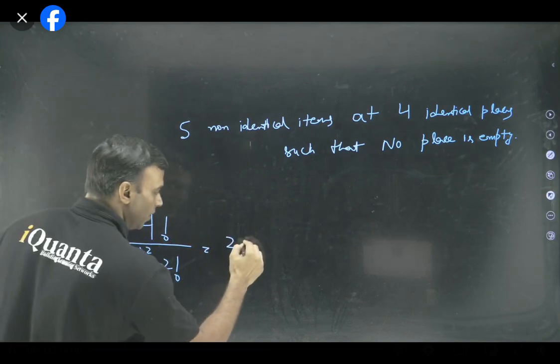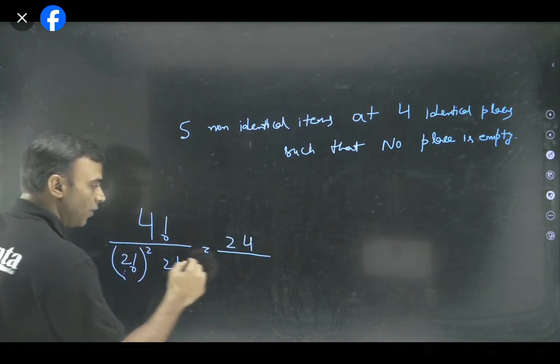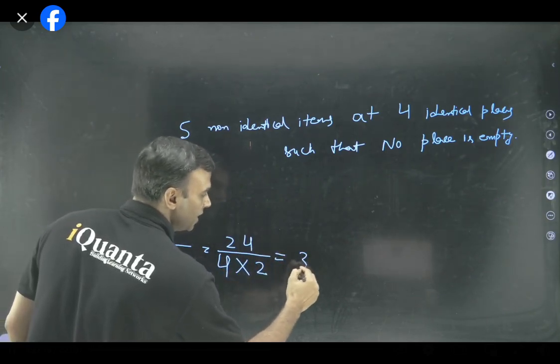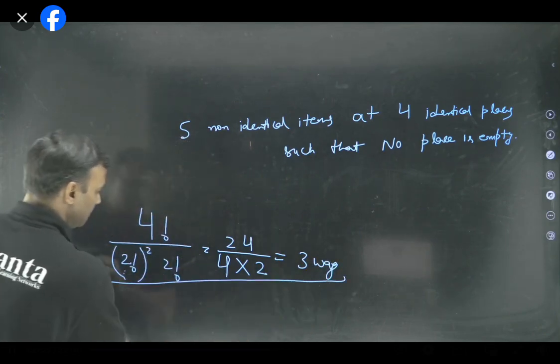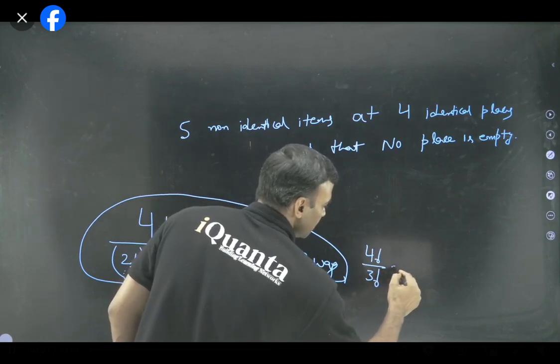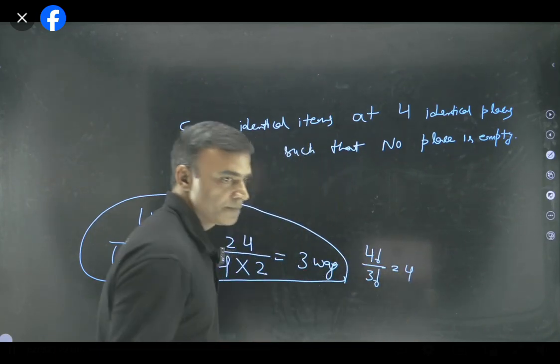4 factorial is 24. 2 factorial is 2, 2 squared is 4, and this 2 factorial is 2. So 4 2s are 8, 8 3s are 24. So this was 3 ways. I hope you got that. One of them was 4 factorial by 3 factorial, so this is, I think, very clear, 4 ways. Right?